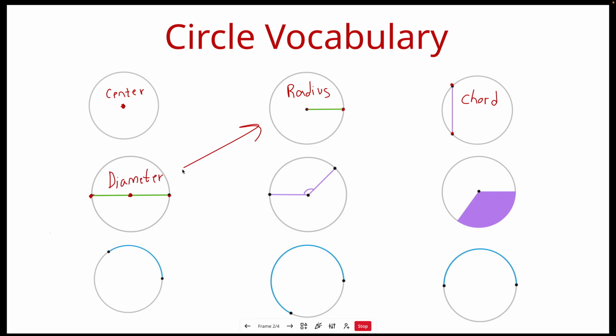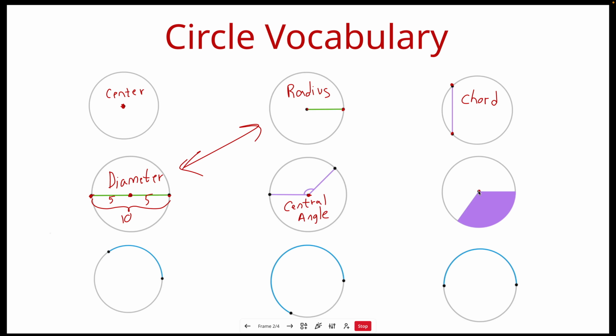Also, there's a relationship between the radius and the diameter. If you know that your diameter is, say, 10, that would mean that the radius would have to be 5 because it's half and half. If you have an angle that goes through the center of your circle, this is called a central angle.